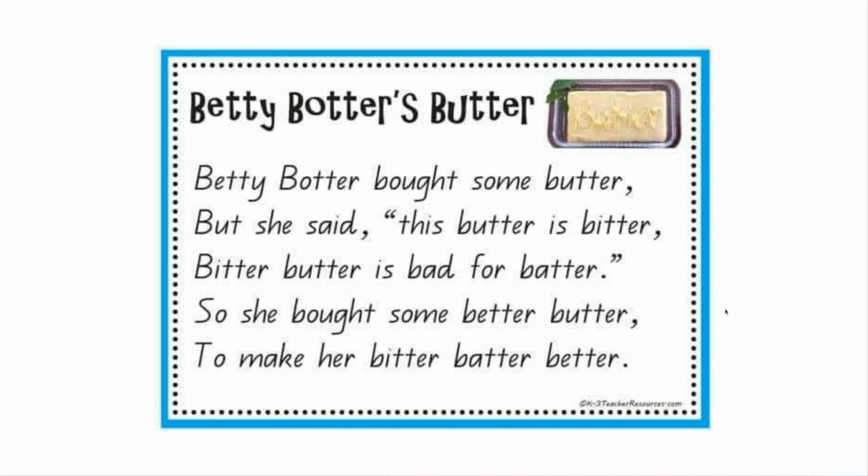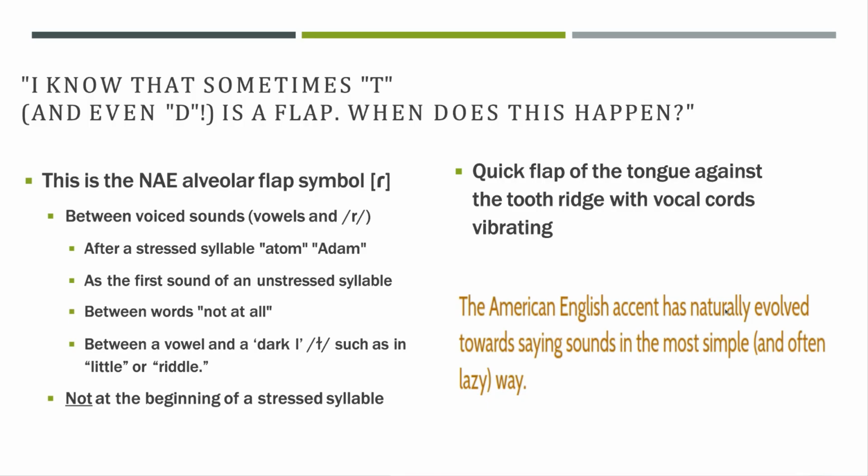Some of them are pronounced very quickly, as in Betty, butter, bowder, batter, and better. This specific sound is what we call the flap, and this happens when certain conditions are met. Now, this sound, the alveolar flap, is also called the tap. And as you can see in the IPA, this alveolar flap is represented by this symbol over here.